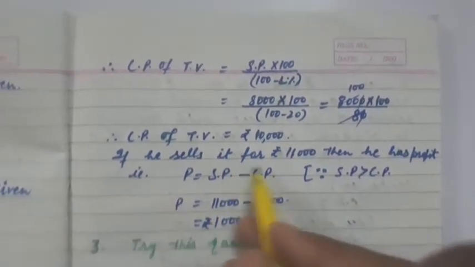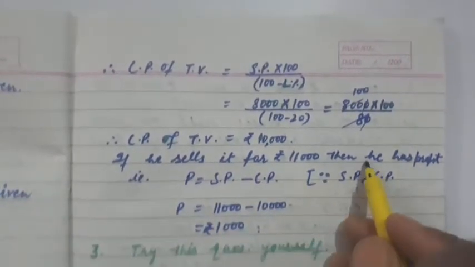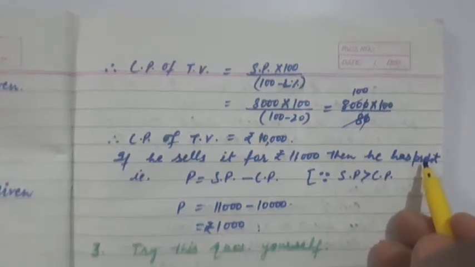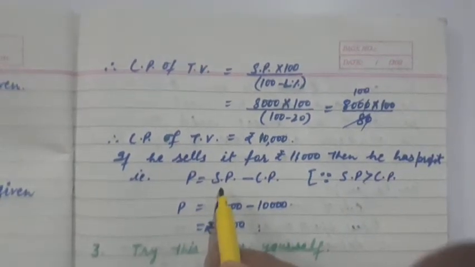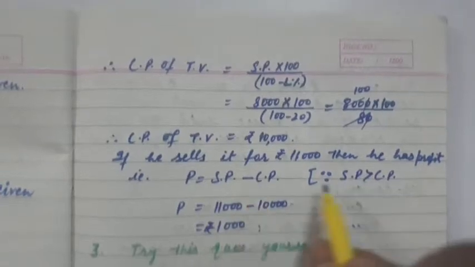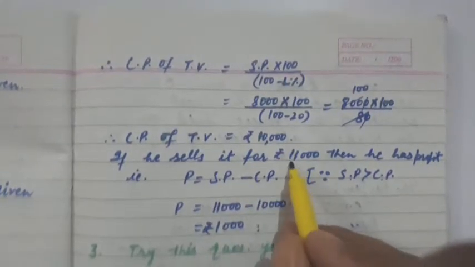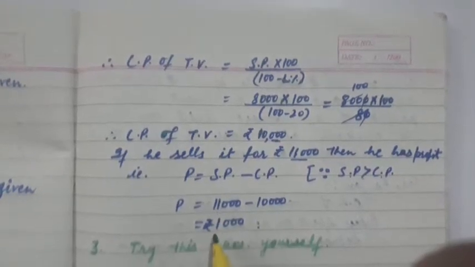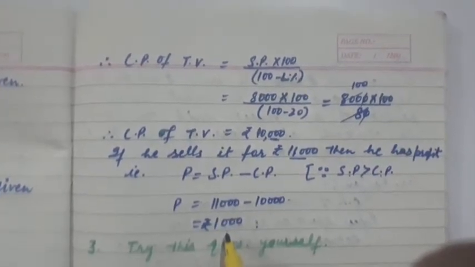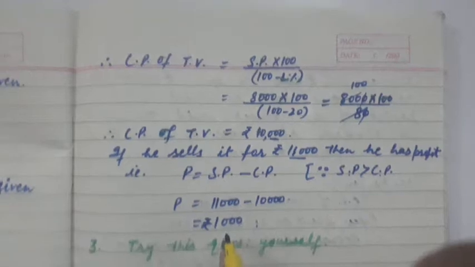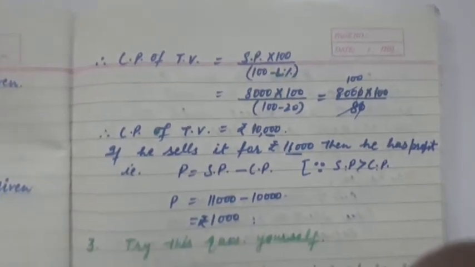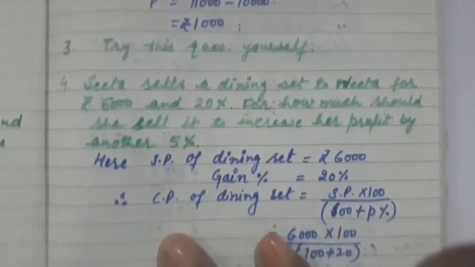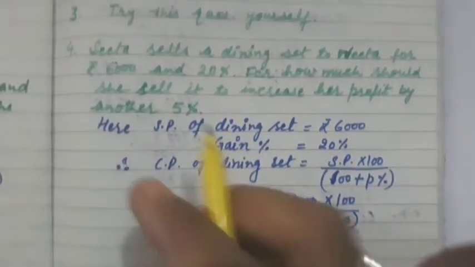If he sells it for rupees 11,000, then he has a profit, and profit is equal to SP minus CP, because SP is greater than CP. Here SP is greater than CP, so he has a profit of rupees 1,000. In this way we have to solve this question. The next question is simple and you have to try it yourself. Question number 3. And the next question, question number 4, is there.